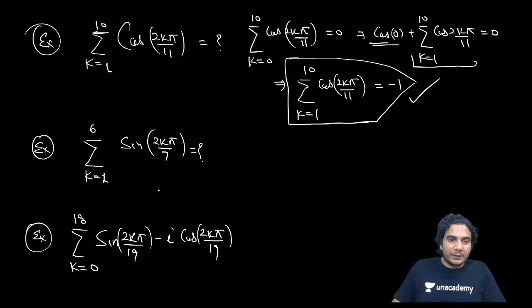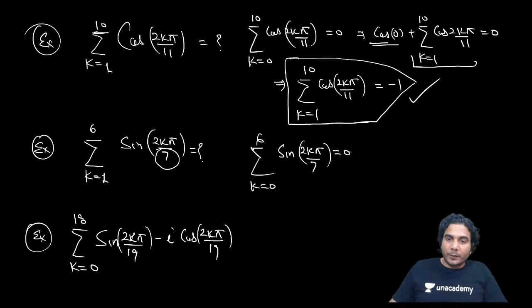Now let's try the second one. So in the second one, by looking at this number 7, you know this is the 7th root of unity. So for 7 consecutive values of k, you will get the sum equal to 0. So sine of 2k pi by 7: k starts from 1 then up to 7, or k starts from 0 then up to 6. All right, this sum is going to be 0. But in this question, k is starting from 1 and ending at 6. You have only 6 values, not 7 values. So the first value is missing.